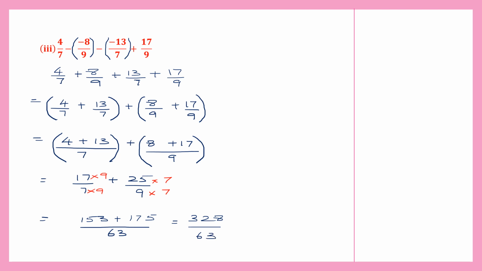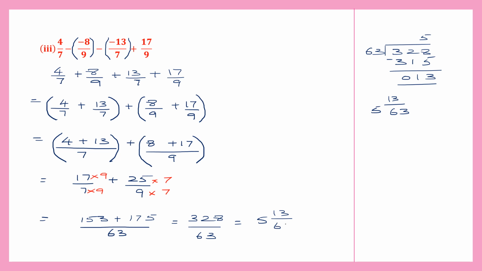So as you can see, this is an improper fraction. We can convert it to a mixed number, 328 divided by 63. Now 63 into 5, let's see. 5 3s are 15, carry 1. 6 5s are 30 plus 1, 31. Minus, now subtract: 8 minus 5 is 3, 2 minus 1 is 1. So what do we have here? Our mixed number will be 5, 13 by 63. So let's write that down here. Mixed number is 5, 13 by 63 and this is our final answer. With this, children, we come to the end of our exercise. Thank you, children.